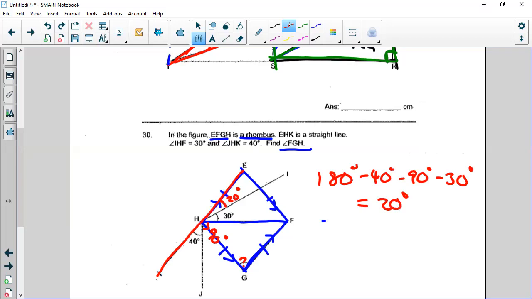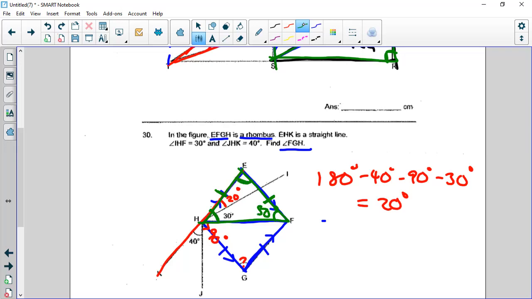And what do you know about rhombus? Okay, rhombus, you know that it is made of two isosceles triangles, right? So this side and this side the same. So this angle and this whole angle is the same. So what is the angle? Which is 50, right? 50. Clear so far? Okay.